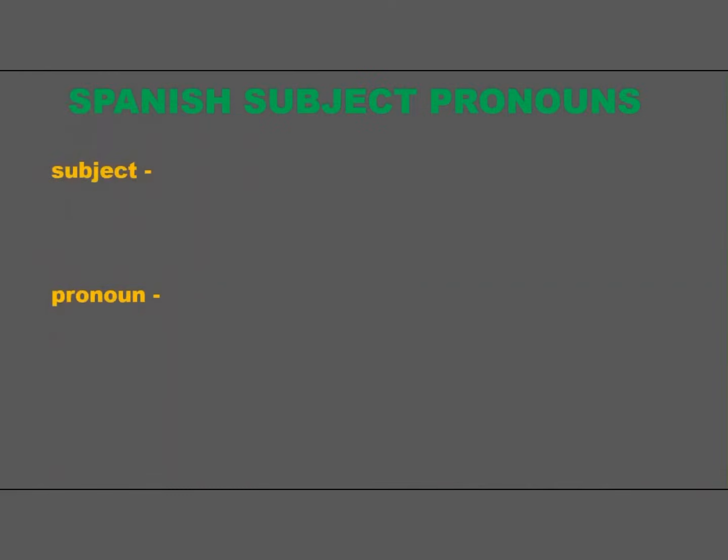So let's get into it. First, we will look at what these words mean, followed by the English subject pronouns. Then you will have a better understanding when you learn the Spanish.